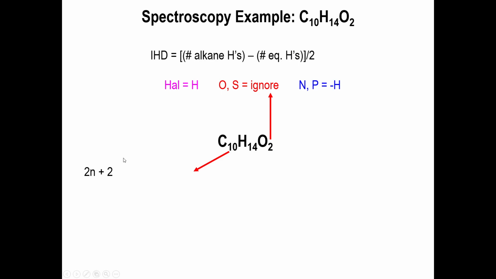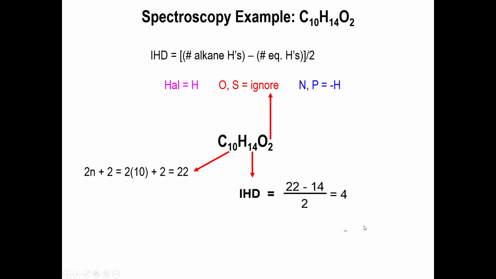And then the total number of hydrogens is based on the 2n plus 2 calculation, where n is the number of carbons. So if we simply plug in 10 for n, this will tell us that we have 22 hydrogens max that could be in this molecule. So then what we do is we plug in the numbers: 22 is the max, the 2n plus 2 value, minus the 14 equivalent hydrogens that are present in the actual molecule. And then we divide that by 2. So 22 minus 14 is 8, divided by 2 is 4.